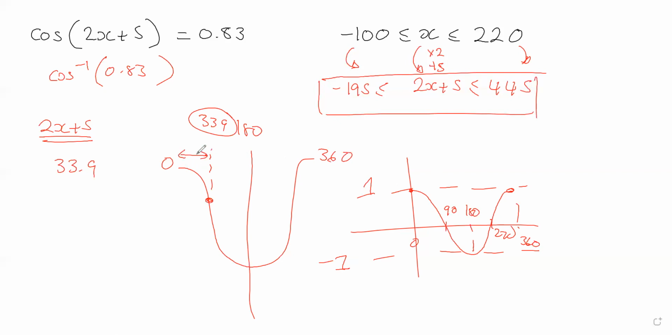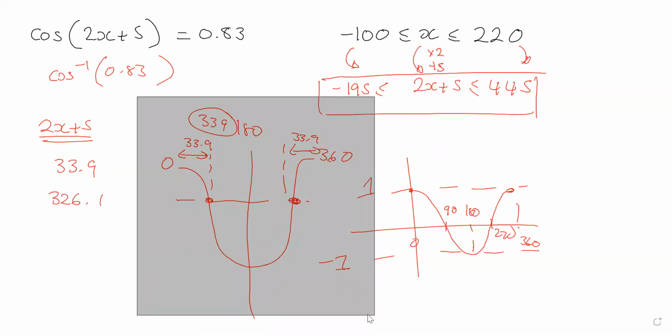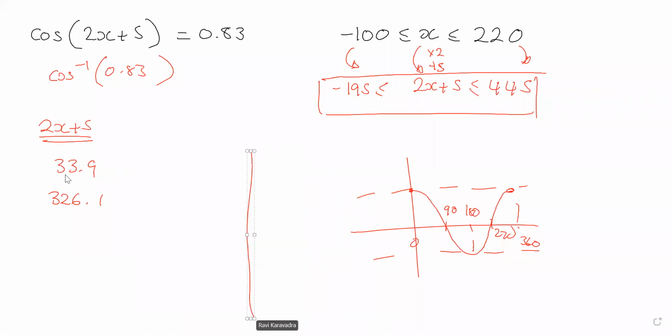So I know that's 33.9. So I know the other answer I'm trying to get is also going to be 33.9 from 360. So I just take that away. Okay, so my second answer is 326.1. Good stuff. And now I just get into the whole act of adding 360 each time.